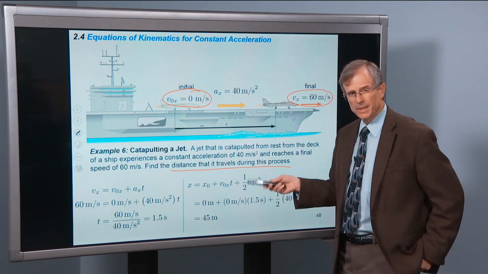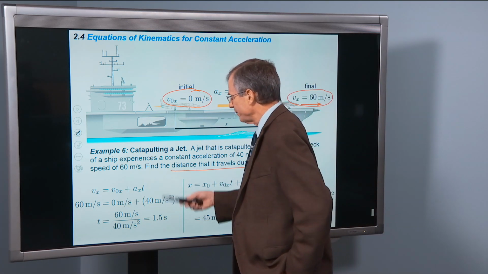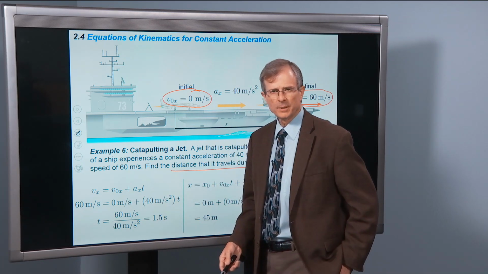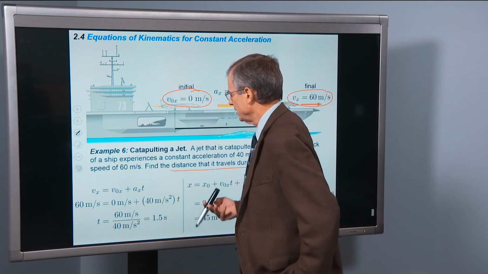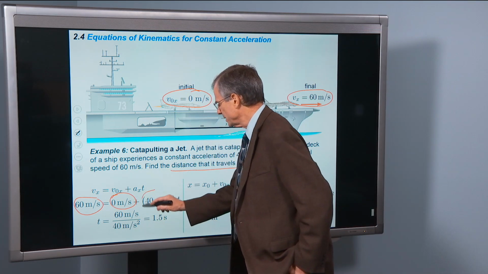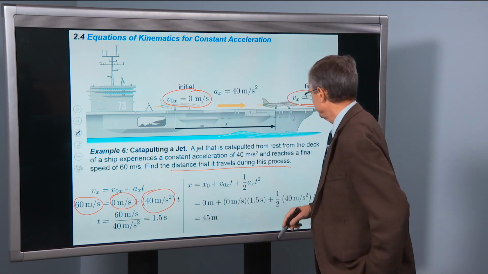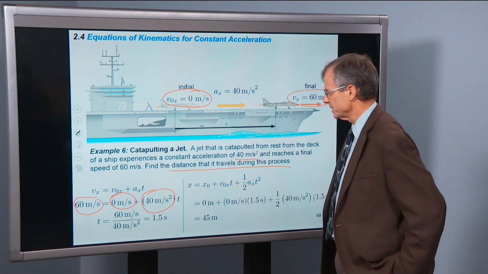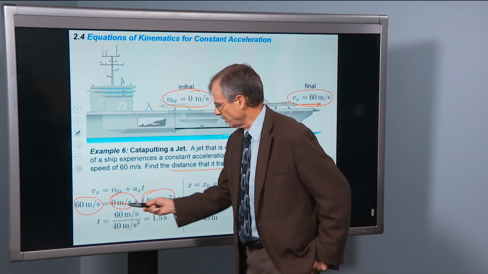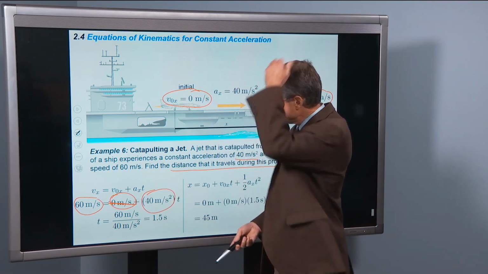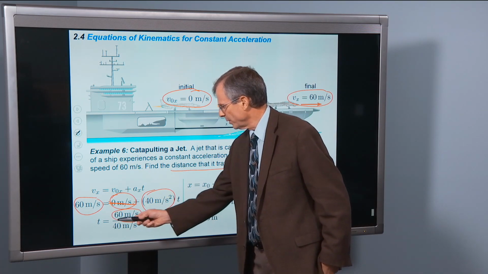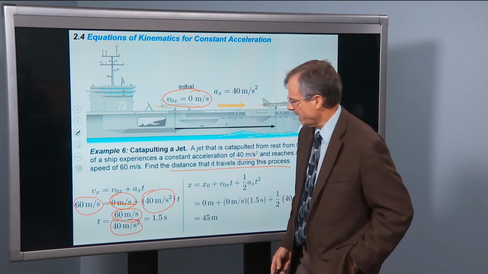So rather than get discouraged, we simply try and find an equation that we can solve for something. In this case, we can solve the velocity equation for the time. This is the final velocity. This is the initial velocity. This is the acceleration that we know that the ship experiences, 40 meters per second squared. Well, you can solve that equation for time, no problem. This is just 0. Divide by 40 meters per second squared, 60 meters per second divided by 40 meters per second squared is 1.5 seconds.